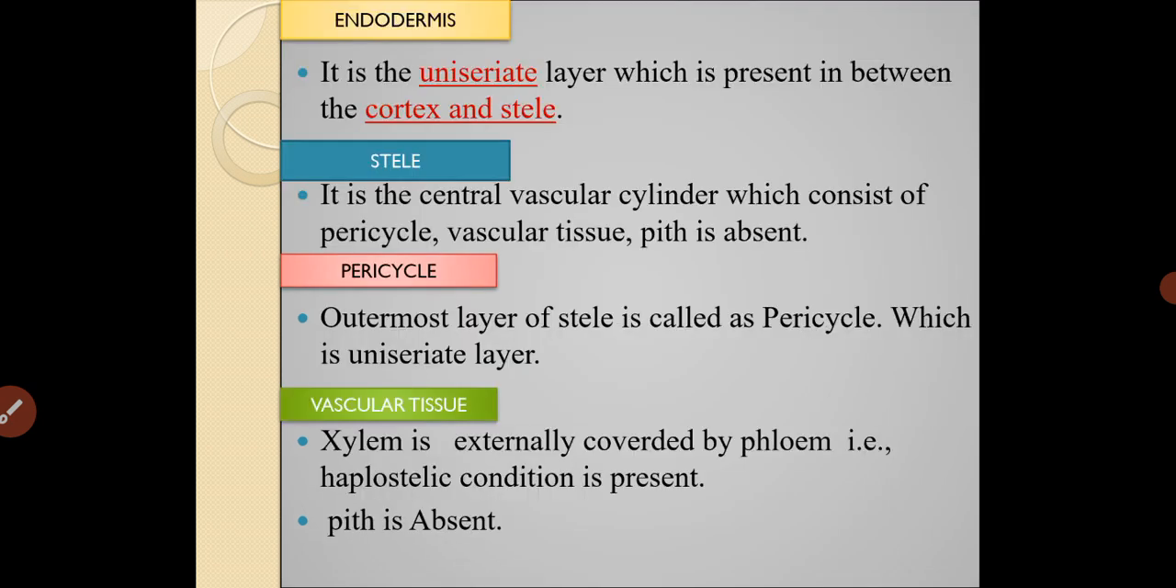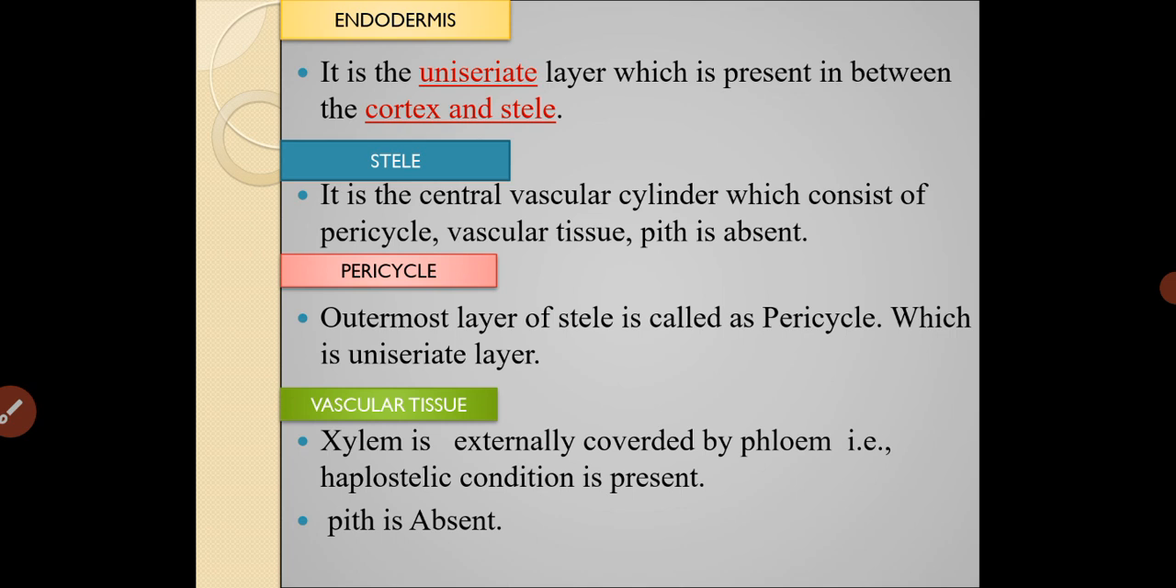The next region is the endodermis. It is the uniseriate layer which is present in between the cortex and the stellar region. The next region is the stele. Stele comprises of the pericycle and vascular tissues. In case of the rhizome, pith is absent.